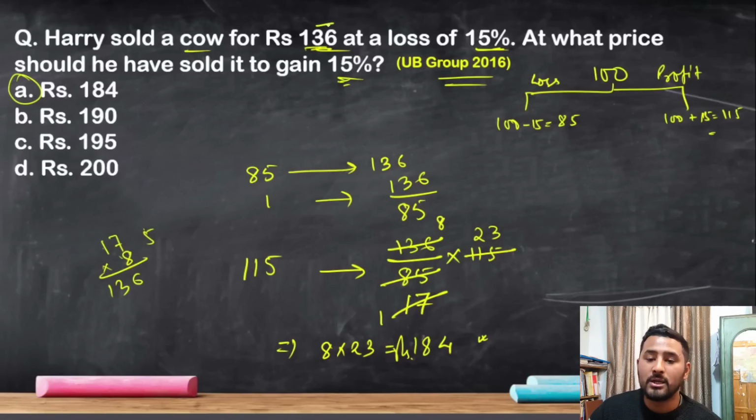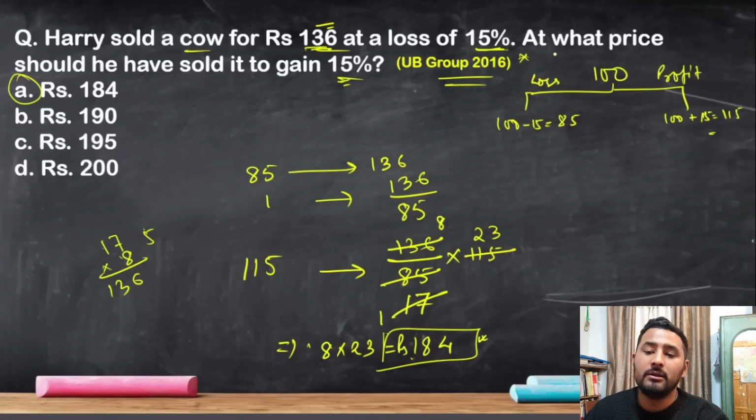When he was selling at 136, he was getting a loss of 15%. When he sells at rupees 184, he will get the profit of 15%. Okay, clear? So this type of question you can expect, because this has already come in UB groups.